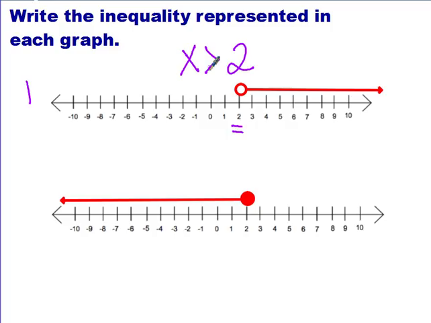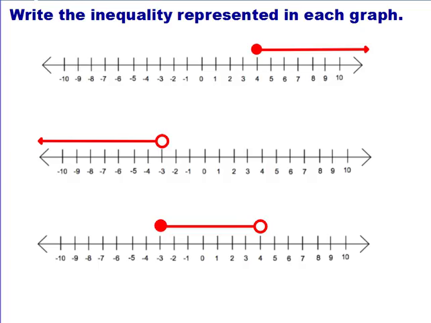than 2. Now for our second graph, we again are comparing to 2. We have a closed circle this time, and our arrow is going to the left, so less than or equal to. Go ahead and take a look at a few more. These are not in your notes, so we're just looking up here.